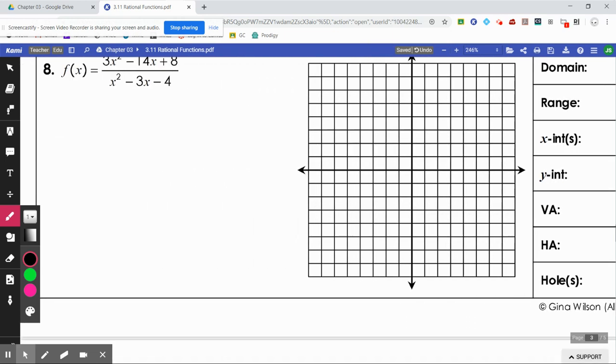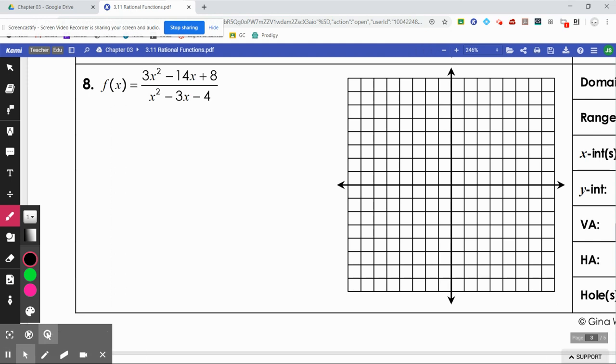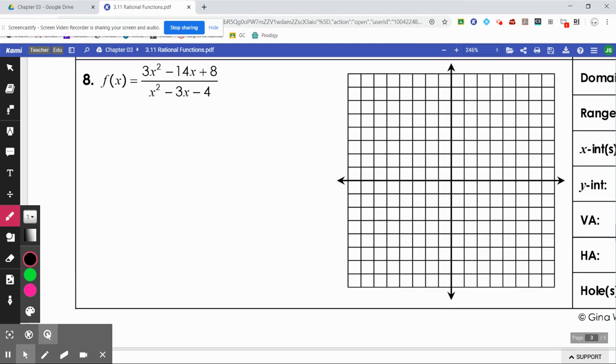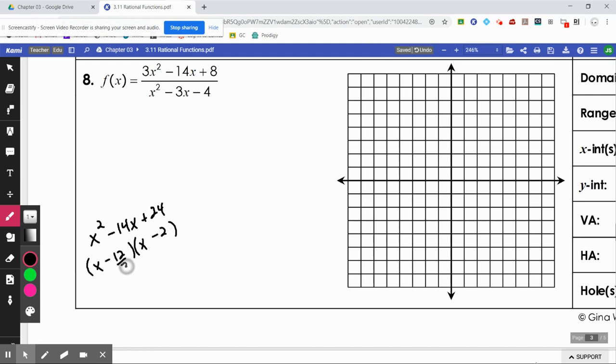Next one, number 8. Okay, let's factor both top and bottom. The top, we're going to have to use slip and slide. So let me come on down here. X squared minus 14x plus 24. Two sets of parentheses, x and x. Adds and multiplies would be a negative 12 and a negative 2. We slip the 3, so now let's divide by it. And the top will factor into x minus 4 times 3x minus 2.